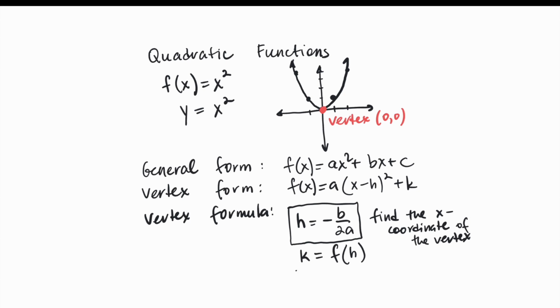The second part of the formula, k equals f of h, simply helps you find the y coordinate of the vertex. And all it tells you to do is to take the result from the original formula where you find h and use that number that you find for h and plug it back into the equation of the quadratic function to find k. So for example, if you use the formula and found that h is 2, then to find k, you will replace all of the x's in the given equation of the quadratic function with that 2.